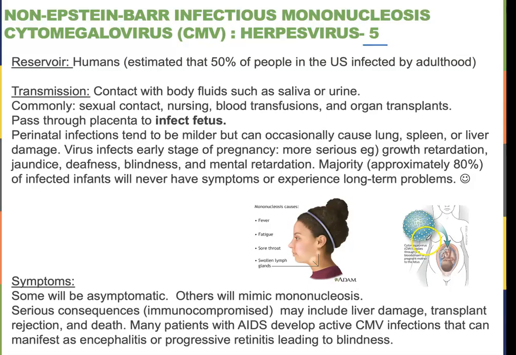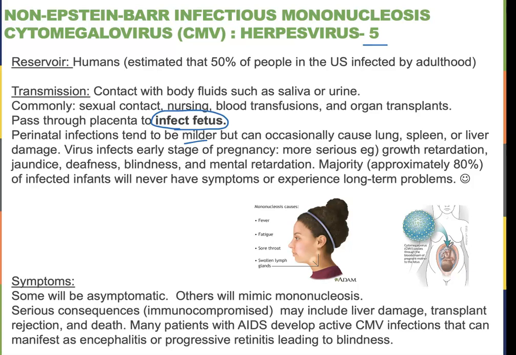I do have a picture of a woman here because it does pass through the placenta and it can infect the fetus. So this is different, the other mono did not do that. So this can infect the fetus. And they tend to be milder for the baby, but they can be very severe as well. It depends on when in pregnancy the virus crosses over to infect the fetus. But the earlier, the worse, right?